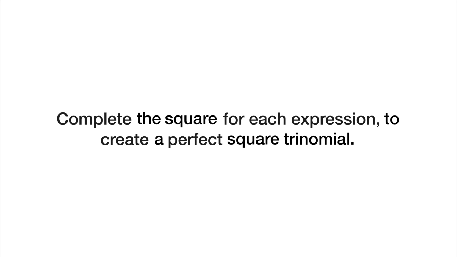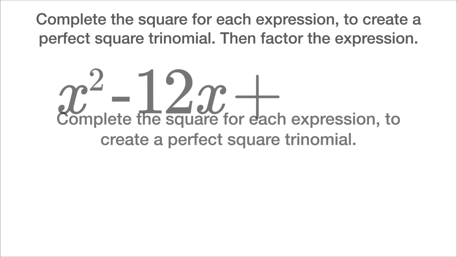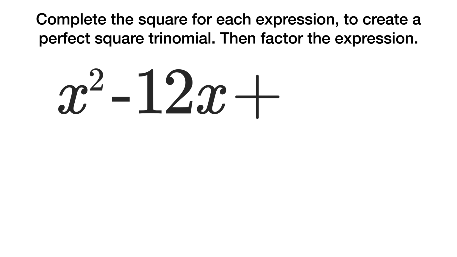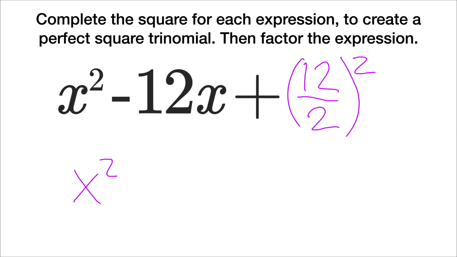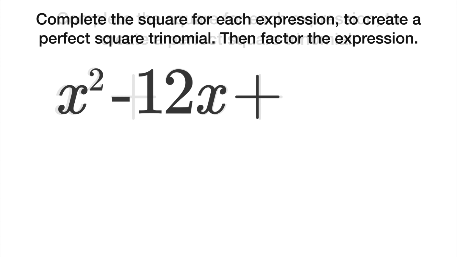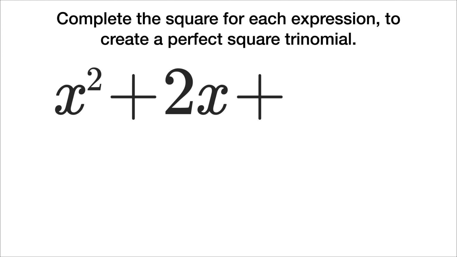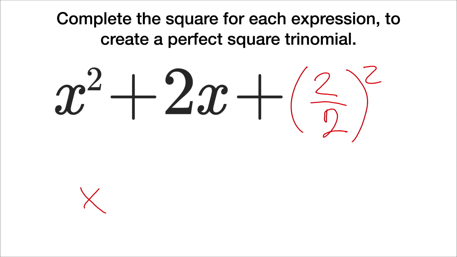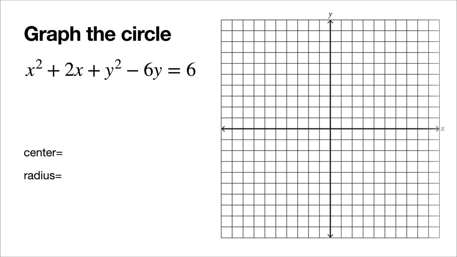So let's complete the square just to make sure that we know how. We take 12 over 2 squared, meaning this would be x squared minus 12x. Sorry, negative 12 over 2, but that's still just negative 6 squared. And so that becomes plus 36. All right, let's try one more. In this case, this becomes 2 over 2 squared, which is x squared plus 2x. 2 divided by 2 is 1. 1 squared is 1.